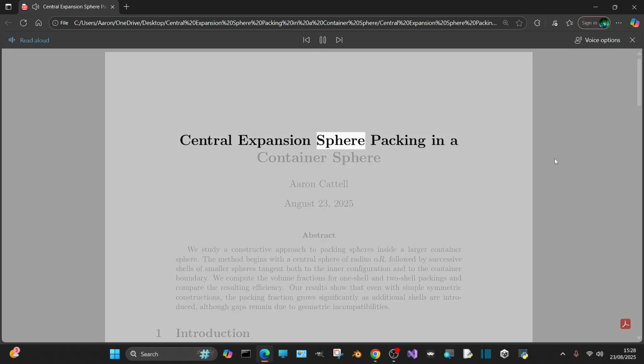Central expansion sphere packing in a container sphere. Aaron Cattell. August 23, 2025.